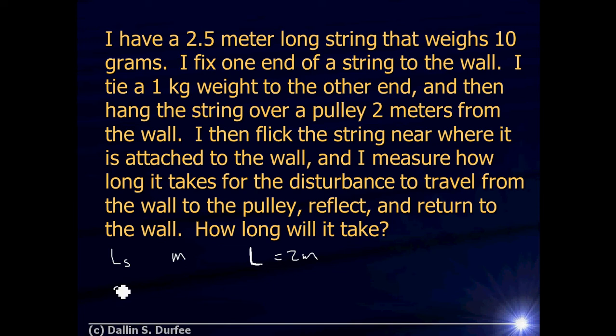So the distance it's going to travel is 2L. And I want to know the time, I'll call that tau, that it takes to do that. Well, the time is just going to be the distance, 2L, divided by the velocity that the wave travels, all right? What is the velocity of the wave?